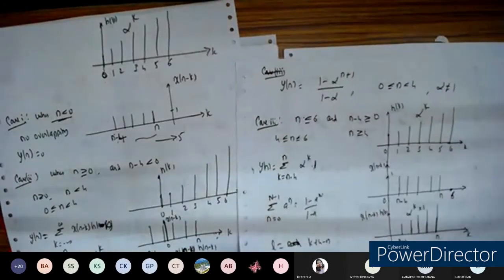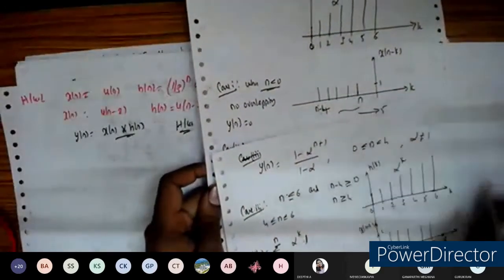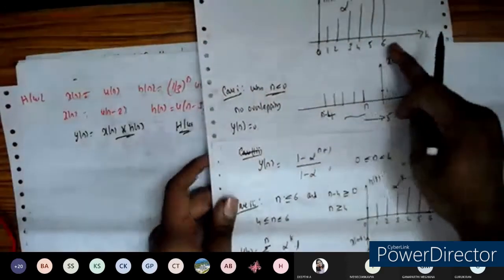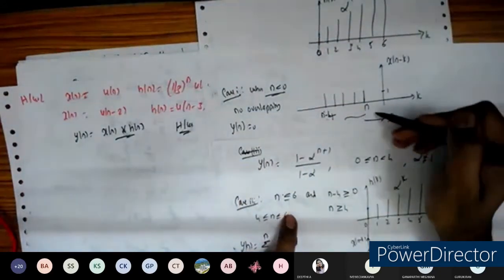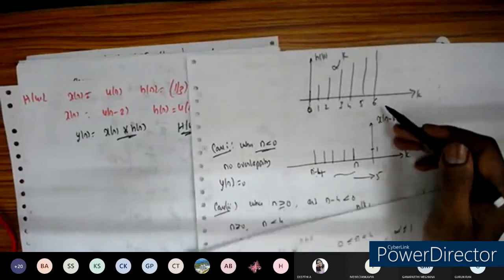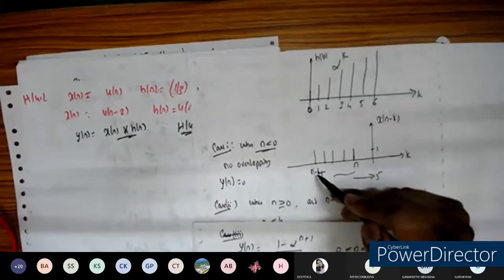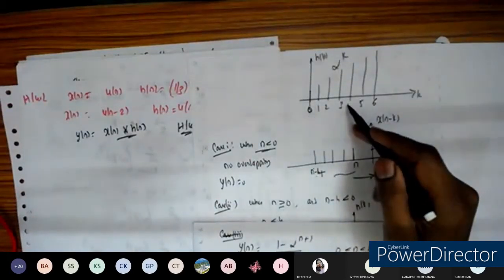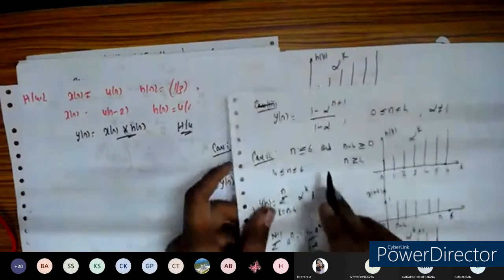Case number 3, what we have taken is, this is a waveform for the x of n and h of n here. We are going to take the value of n is less than 6 here. This is the value of n is less than 6, and n minus 4 is greater than 0. So that is the next case we are going to take.